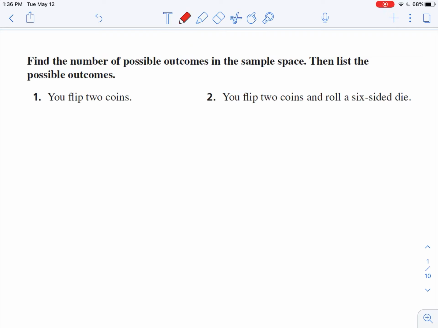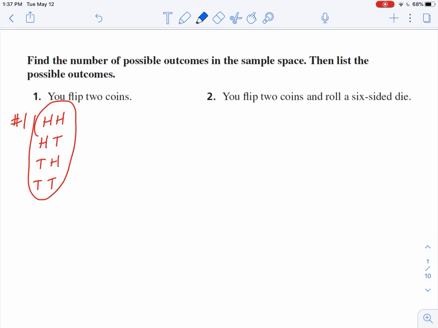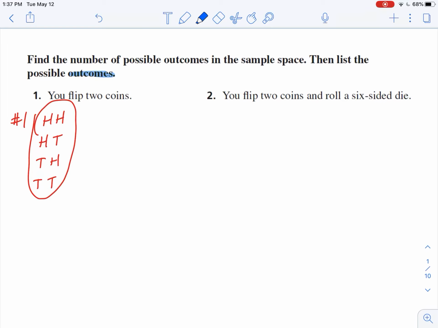In this first problem, it's sort of a friendly problem. You're only flipping 2 coins. So what are the possible outcomes? You could get a head followed by another head. You could get a head followed by a tail. You could get a tail followed by a head, and you could get a tail followed by a tail. Those are all of the possible outcomes, and again, we're highlighting that word outcome. But if they want to just know the number, there are 4 different outcomes.